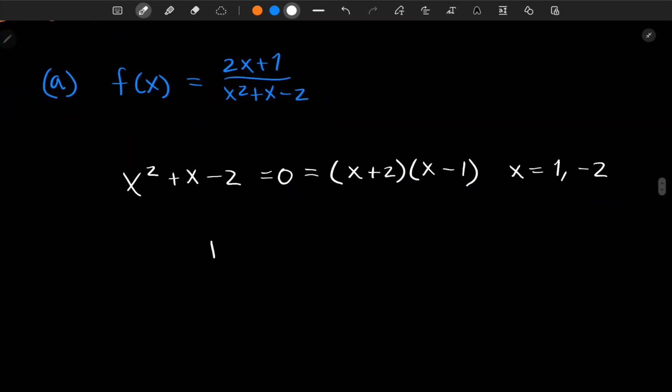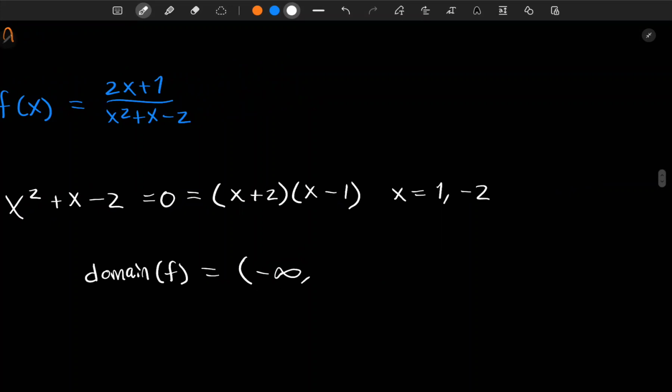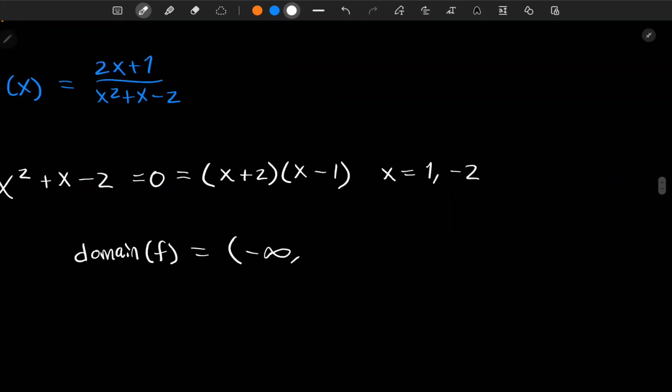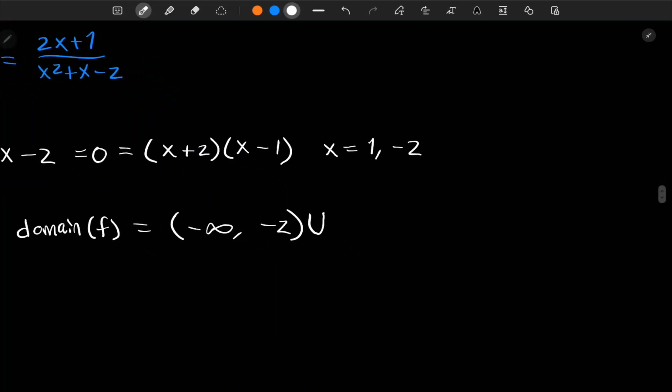So the domain here, the domain of f is equal to negative infinity, open bracket, because we can't contain negative infinity in our domain, going all the way to negative 2. But because the denominator is 0 at negative 2, that's also an open bracket. And then we also contain, so this symbol here means or the union of this interval with the preceding interval.